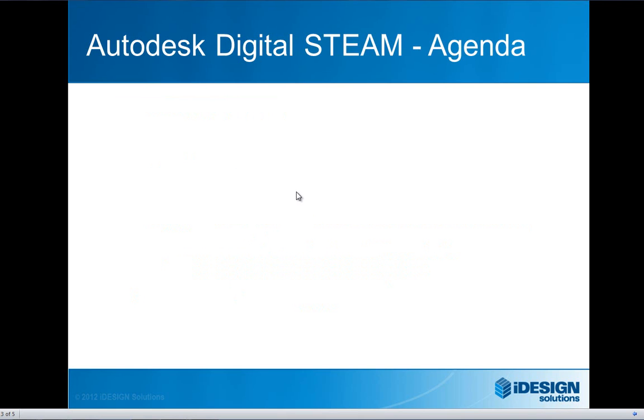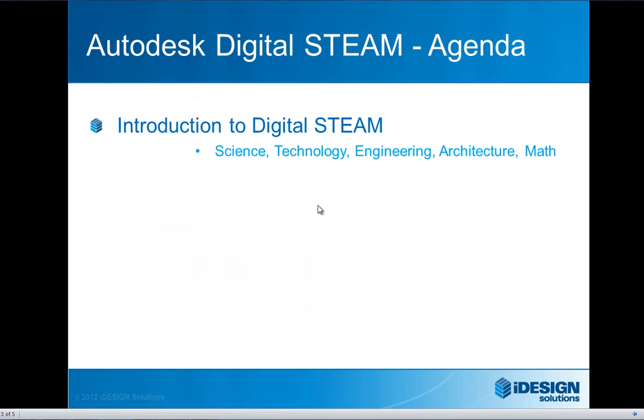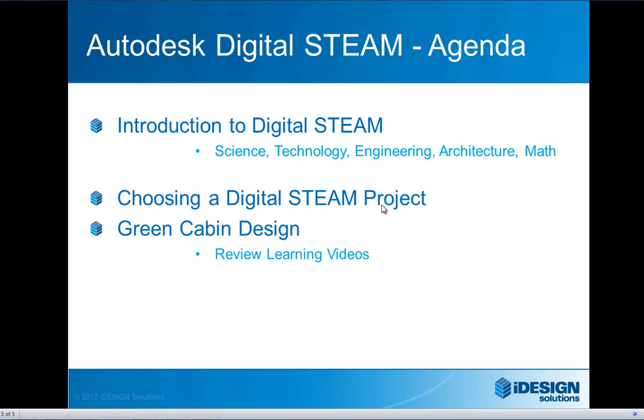We're going to quickly review the Digital Steam site, and as you can see, STEAM is an acronym for Science, Technology, Engineering, Architecture, and Math. Then we're going to go over how you would choose a Digital Steam project to use in your class, and how you would leverage that project packet. To do this, we're going to use a sample called Green Cabin Design. I'm going to take a look at some of the learning videos. And then last but not least, we're going to take a look at Autodesk Education Community and see how that can help you out as well.